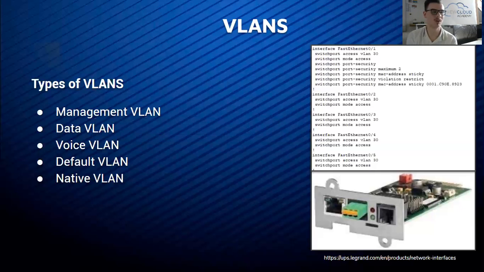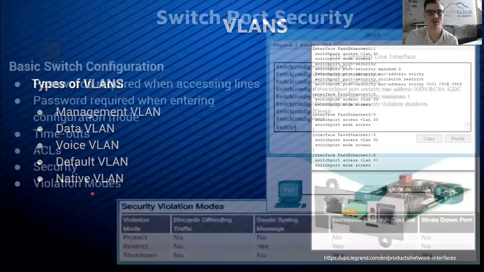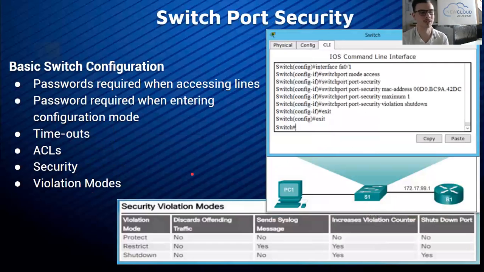We disabled all unused ports for security purposes. Our ports were manually configured as access ports, and we assign VLANs to our interfaces. Next, switch port security. We configured, named, and assigned VLANs. We set up our ports as access ports.